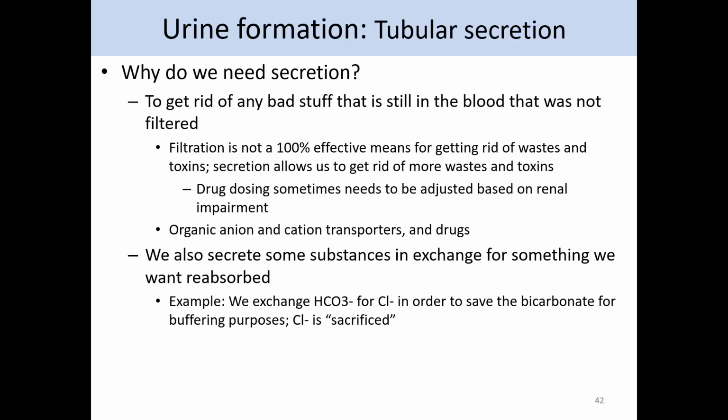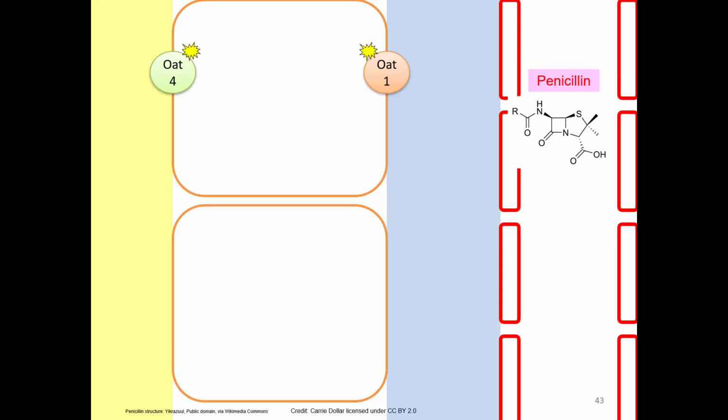One of the things that we commonly secrete are drugs. I find the process of drug secretion really fascinating, to think that we have evolved mechanisms in our body to secrete these drugs. We have to have transporter proteins in the cell membrane of our renal tubule cells in order to move these drugs into the tubular fluid.